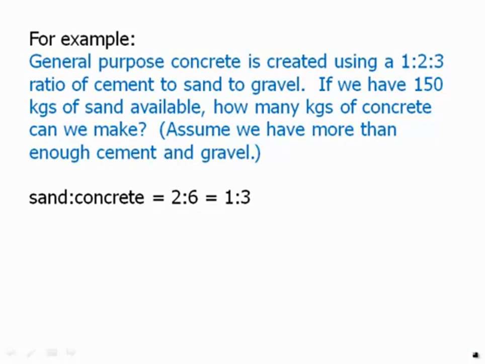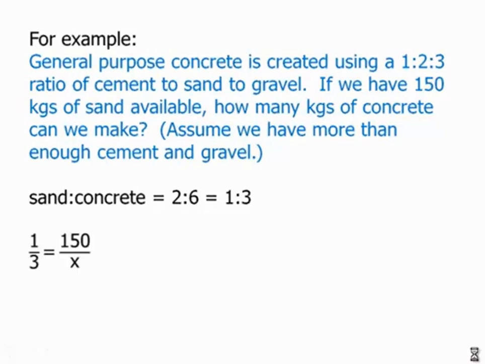So now we can set up a proportion. We have the fraction 1/3, and we can set that equal to sand, which is 150 kilograms, over X, the number of kilograms of concrete that we don't know. We cross multiply, and we get 450. So we can make 450 kilograms of concrete given 150 kilograms of sand.